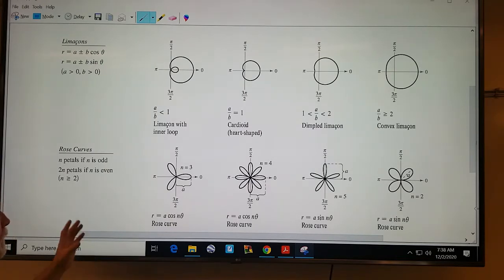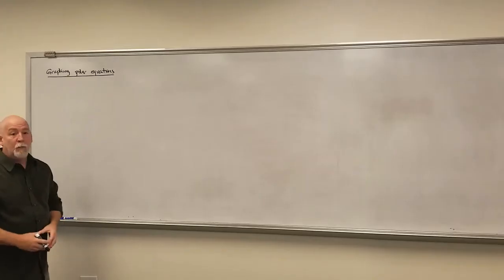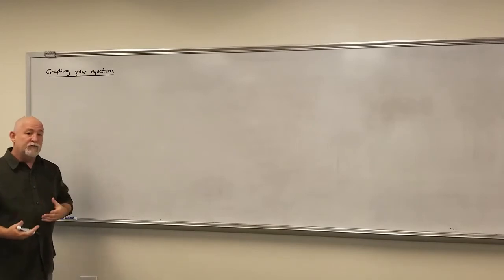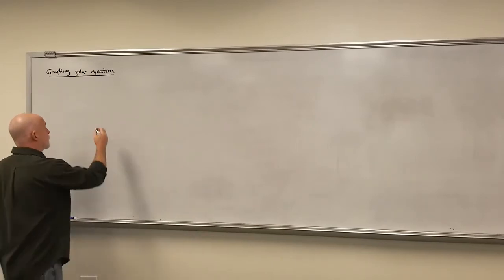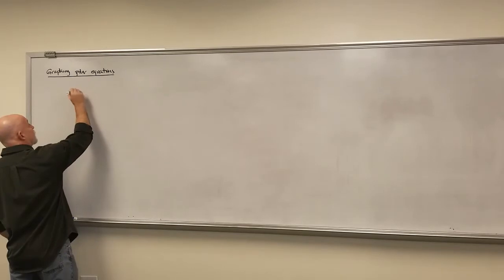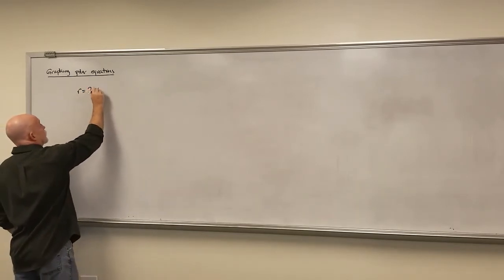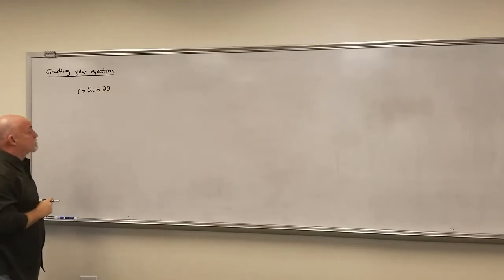All right, so now that we know what the basic equations are that generate these graphs, let's go ahead and see if we can graph a few of them. Now that we know what to expect from our polar graphs, let's actually see if we can just graph a couple of these and see our different methods. Let's start out with, I don't know, r is equal to 2 cosine 2 theta.